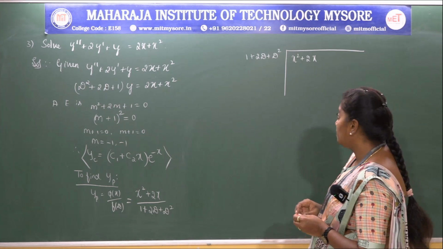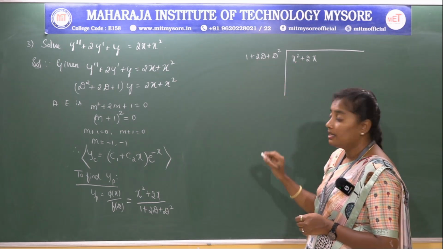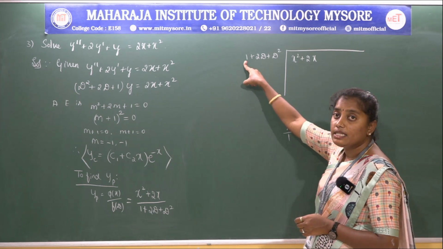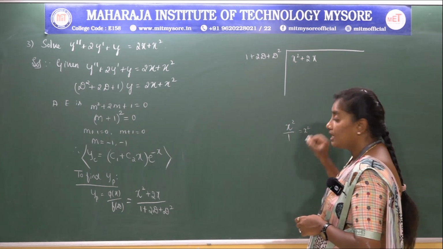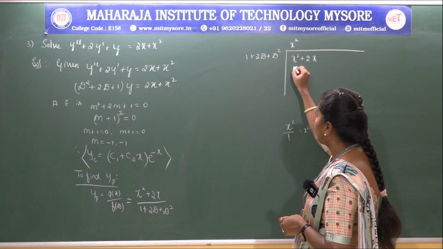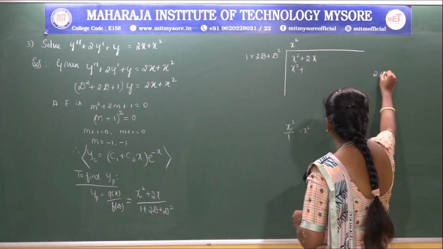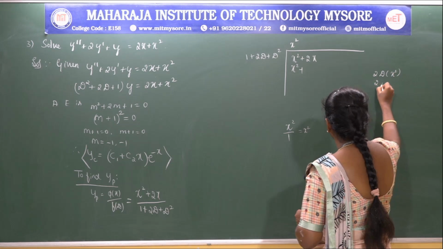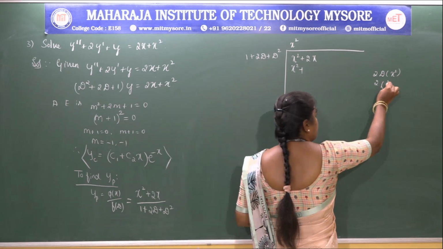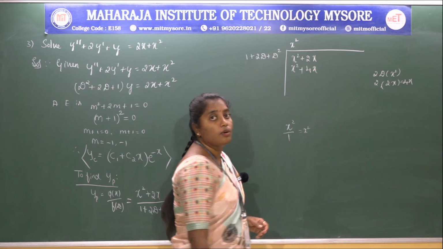After getting 0 as a remainder, the resultant quotient will be the particular integral value. To find the first quotient element, as I already explained, we divide the first element of the dividend by the divisor, that is x square by 1, which equals x square. Then 1 into x square is x square, plus 2d of x square, that is 2 times the differentiation of x square. Differentiation of x square is 2x, so the resultant element is 4x.